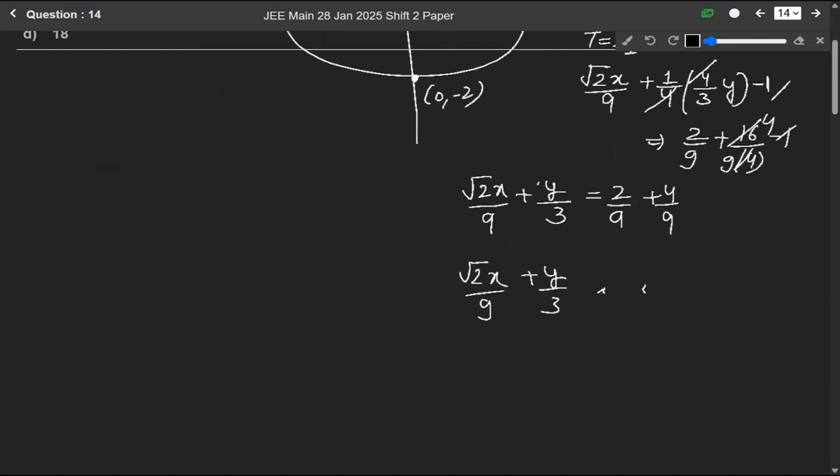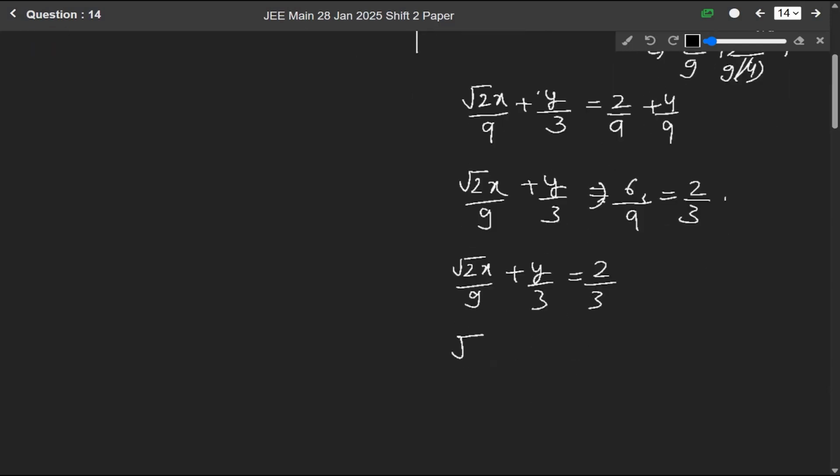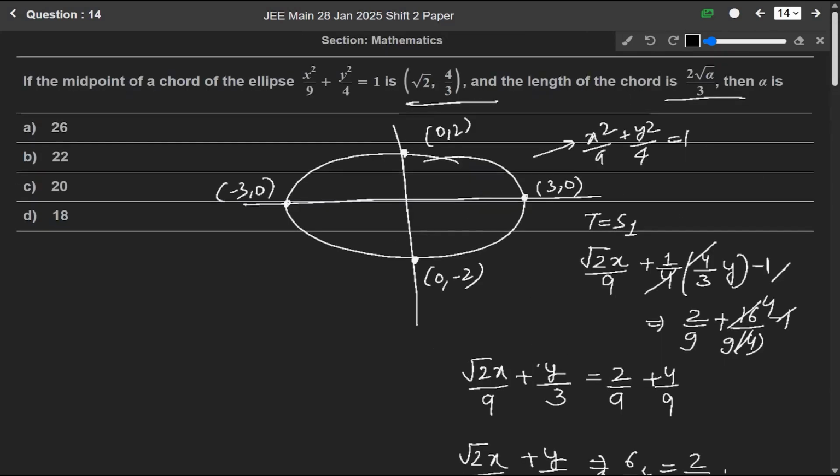Solving further, we get root 2x over 9 plus y over 3 equals 6 over 9, which means 2 over 3. When we solve it, we get root 2x plus 3y equals 6. This is our equation. Now it is saying that the length of the chord is 2 root alpha over 3, and we have to find the value of alpha.